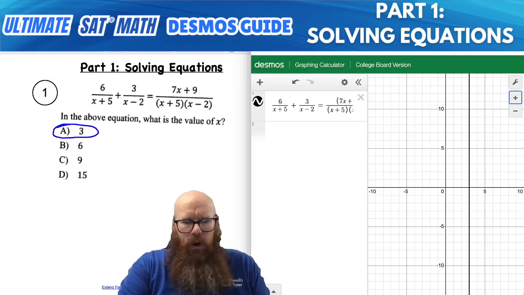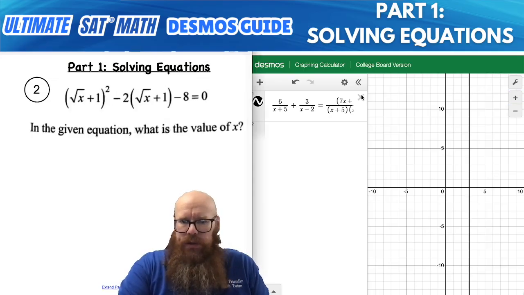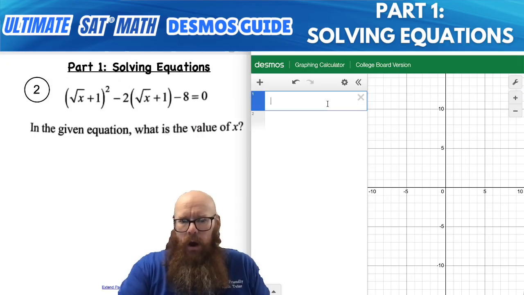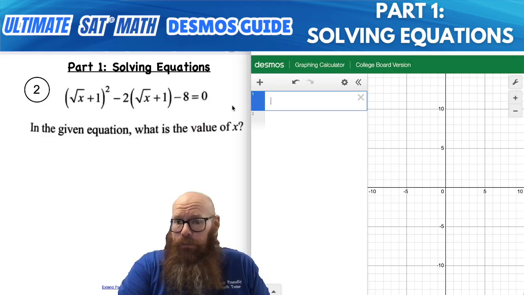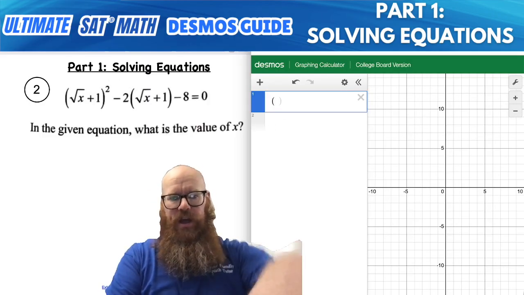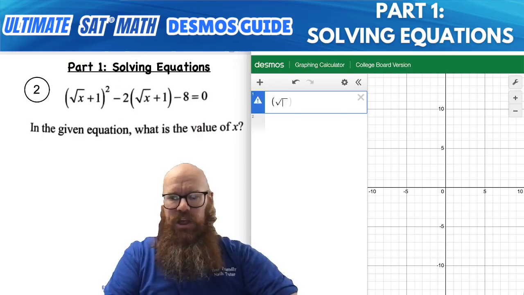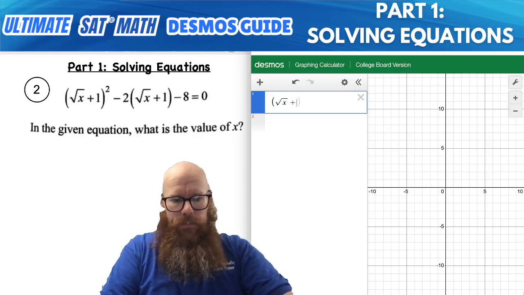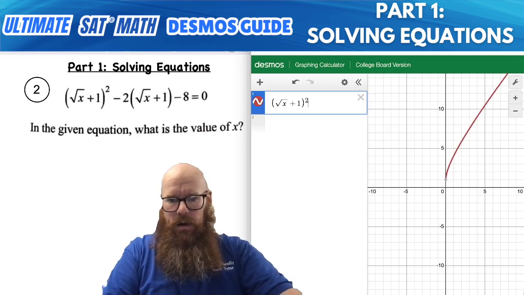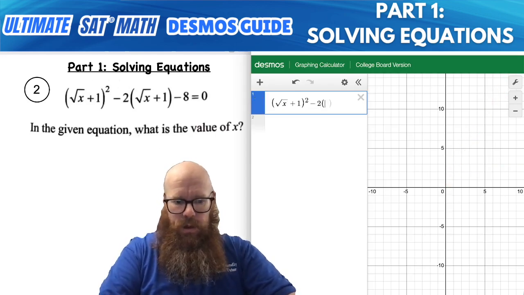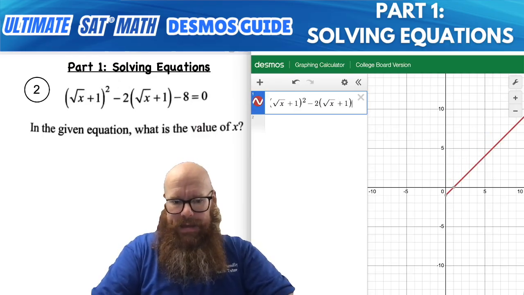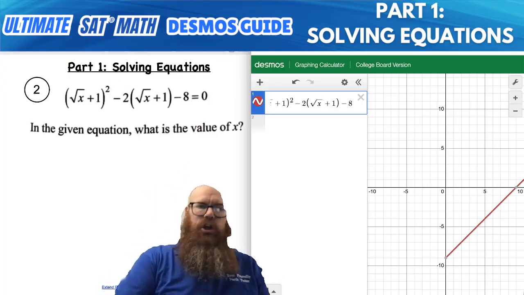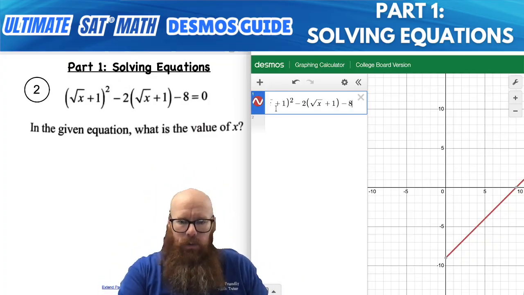All right, let's move on to problem number 2. This is an example of one where you don't need to write the equals 0. We are just going to put in the left side. SQRT is the shortcut to bring up the square root, plus 1, and then squared, and then I'm going to go minus 2, and then SQRT x plus 1, and minus 8. Now, this way, you're making sure it's equal to 0, which this one already is.